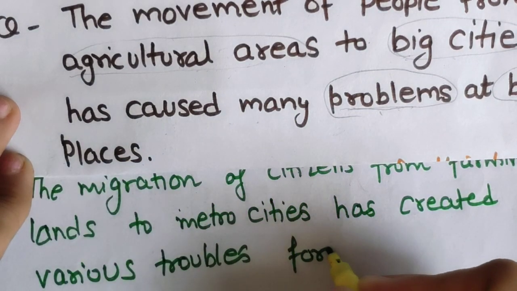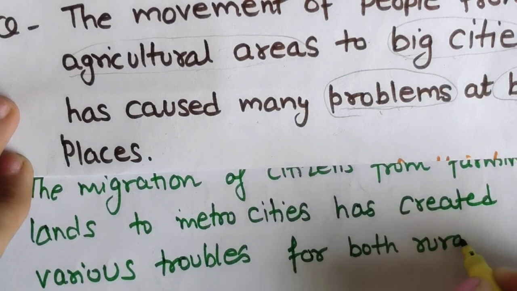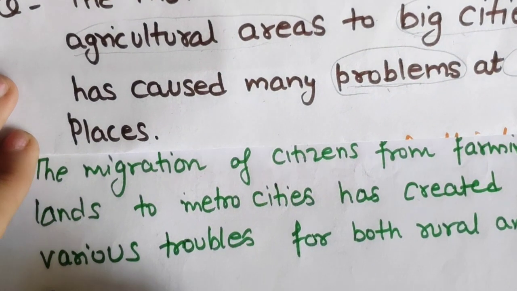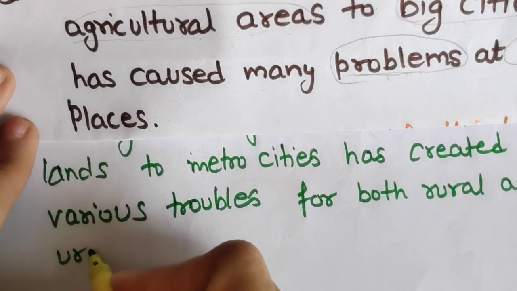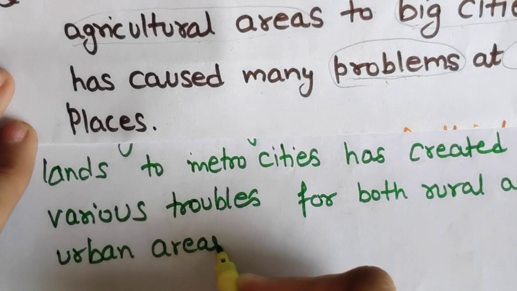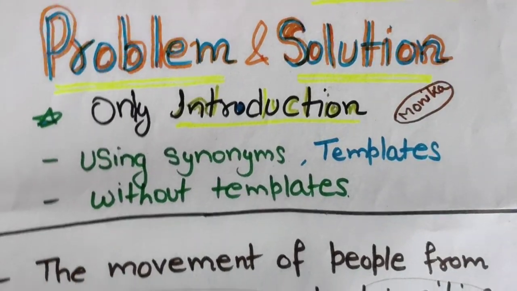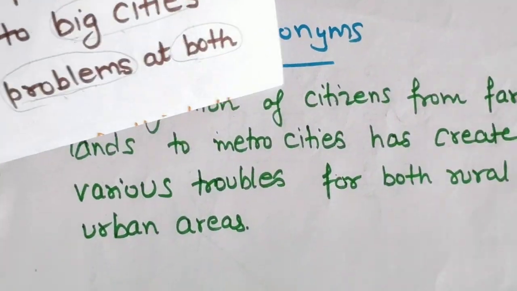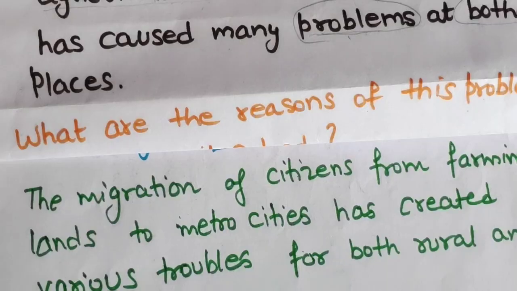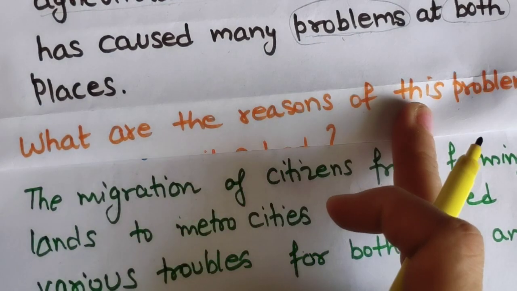Instead of that, I will be writing "for both rural and urban areas." Okay, so this is paraphrasing of the question statement. Now what next? Now we have paraphrased the question statement. After that, what I'm going to write, because they have asked you about the problems, is the reasons of this problem.